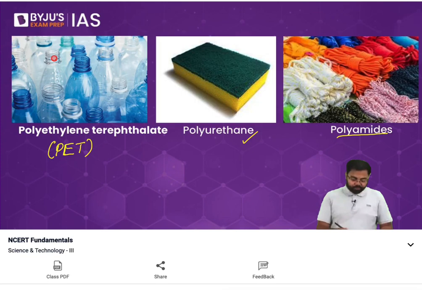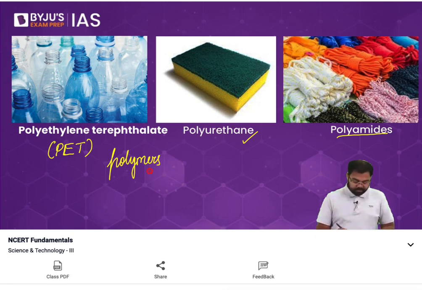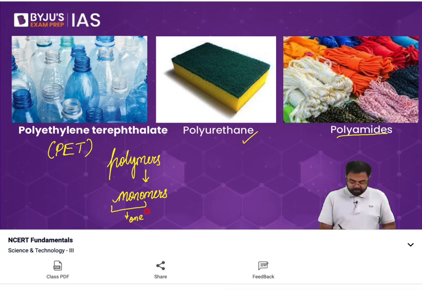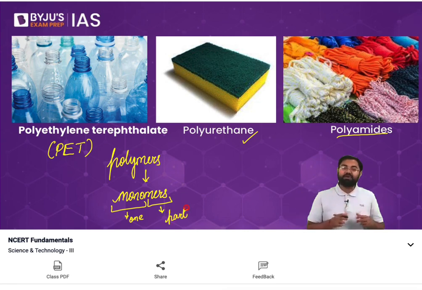So just remember, these are all examples of polymers, right? So what do we mean by polymers? Polymers are the materials or compounds that you get from something called monomers. First and foremost, what do we mean by a monomer? Mono signifies one, right? And the meaning of mer is part. So any material, any compound which is made of just one part will be called a monomer.